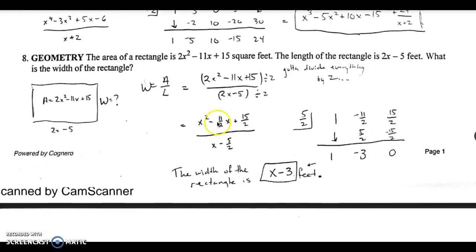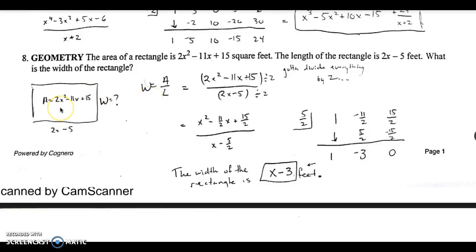For question 8, we got another geometry problem. It says the area of the rectangle is 2x squared minus 11x plus 15. So I drew myself a rectangle and put the area inside. The length of the rectangle is 2x minus 5. Put that on the length. And they ask us, what is the width of the rectangle? So we have the width over here.